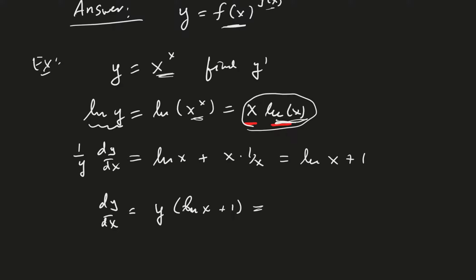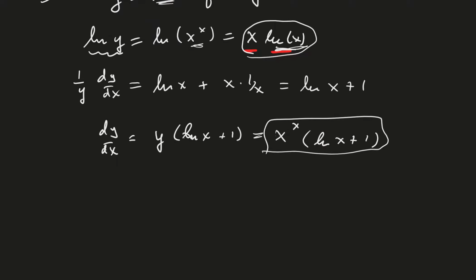Okay, but you don't want to leave your answer in terms of y. We want our answer in terms of x. So y is equal to x to the x. So we get x to the x times the natural log of x plus 1. Very good. And so this is the derivative right here. This is the derivative of x to the x. Good.